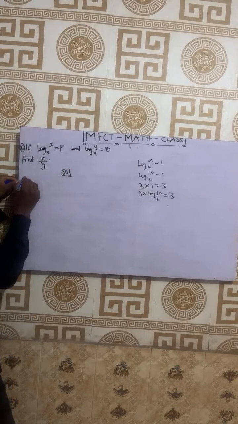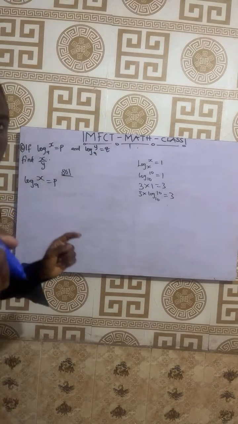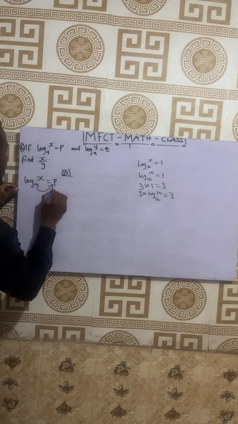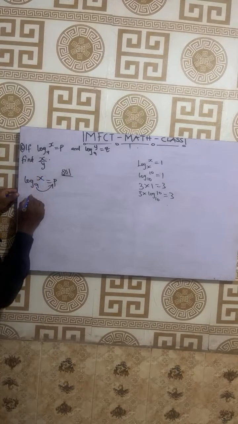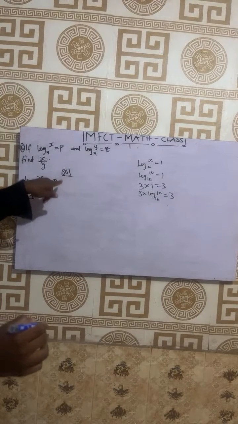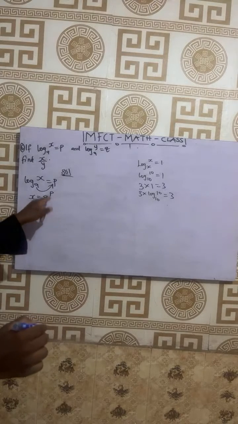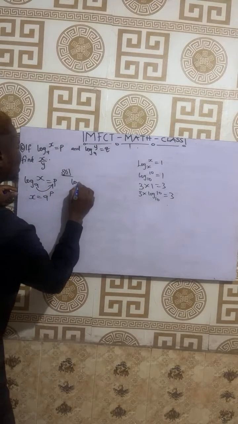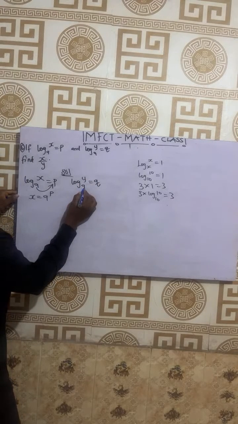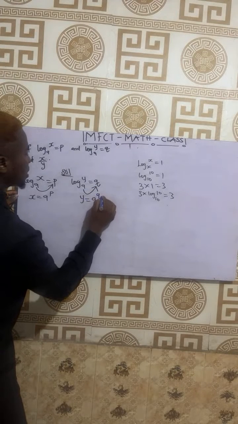So guys, this simply means that if log x base a is equal to p, according to what I told you, this base can come to the other side. That is the rule of logarithm. Then this x will now turn to a raised to power p. Don't forget that whenever the base comes to the other side, anything on that other side is going to become the power of that base. So our x is equal to this. Also, if log y base a is equal to q, this also means that this a can come to the other side, then y will also be equal to a raised to power q.